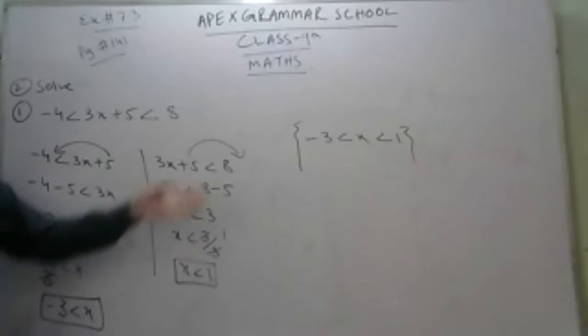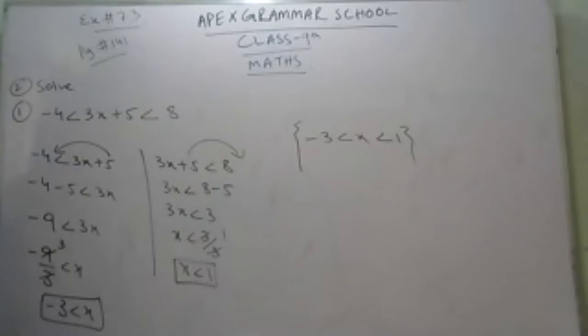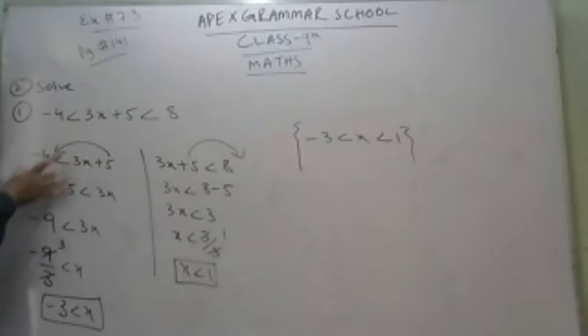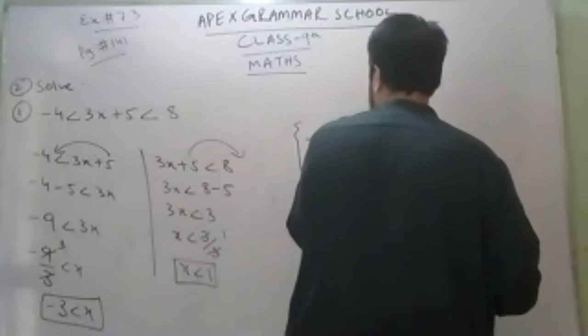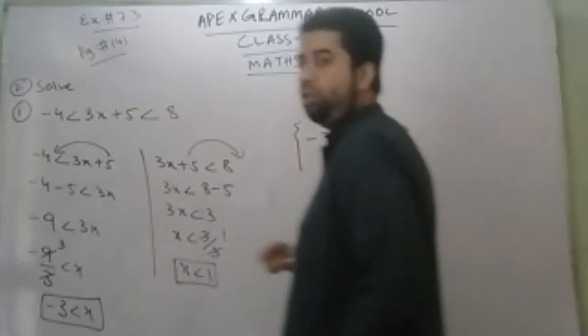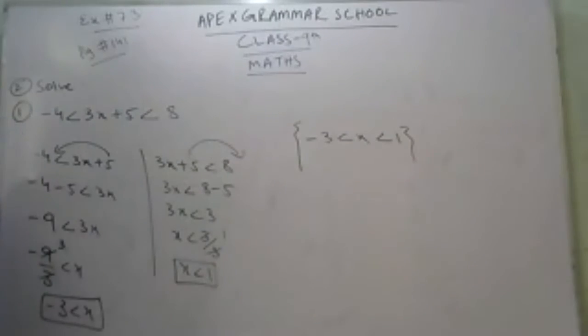These two things and this one thing are the same. That is just the separation I have done here. I can also do the separation through here. -3 less than x, separate, and x less than 1, separate. So you need to make the solution set.